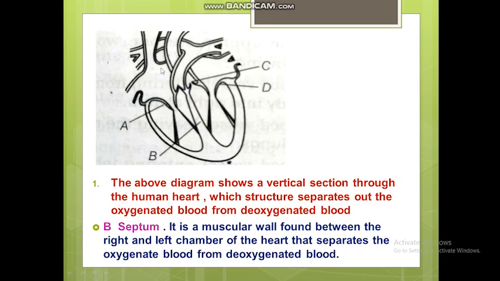Next question is, the above diagram shows a vertical section through the human heart. Which structure separates out the oxygenated blood from the deoxygenated blood? Here, the part B is known as septum. It is a muscular wall found between the right and the left chamber of the heart. It helps to separate the oxygenated blood and the deoxygenated blood.